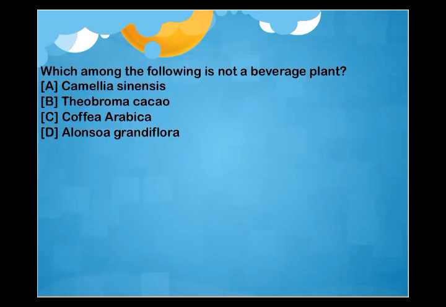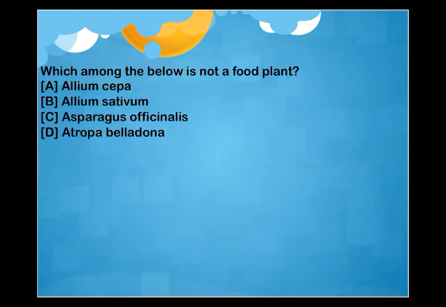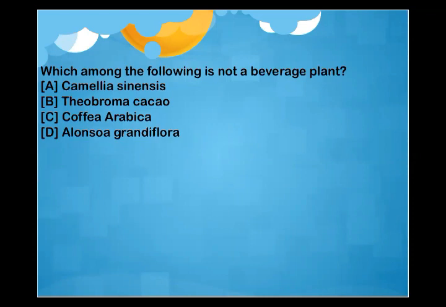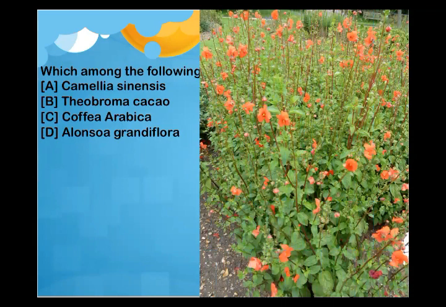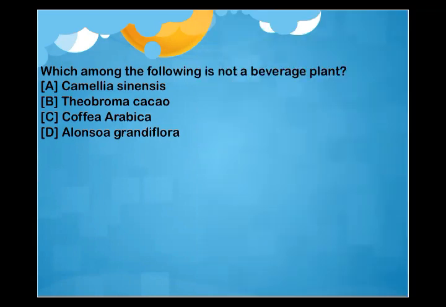Which among the following is not a beverage plant? There are four options here: Camellia sinensis, Theobroma cacao, Coffea arabica, and Alonsoa grandiflora. Camellia sinensis is a tree. It's tea. Theobroma cacao is cocoa. Coffea arabica is coffee. Alonsoa grandiflora is another ornamental plant. So the answer is Alonsoa grandiflora, which is not a beverage plant. The rest of them are used in beverages.